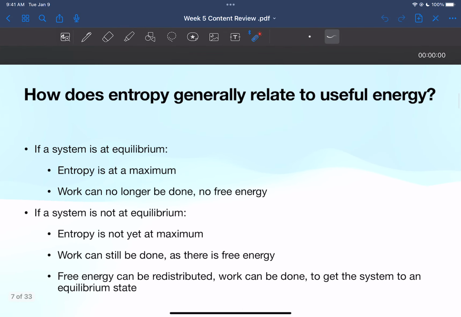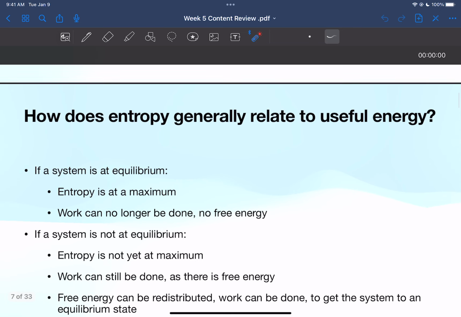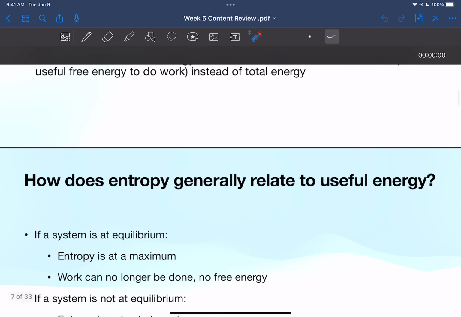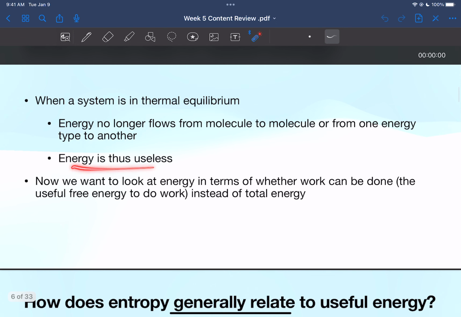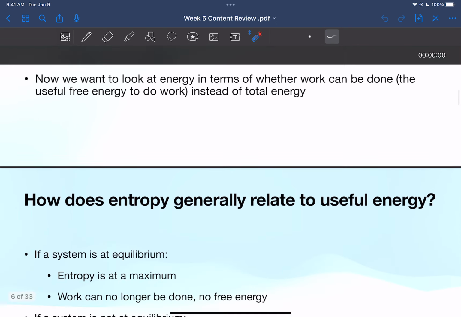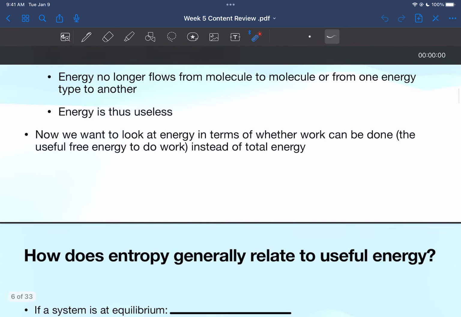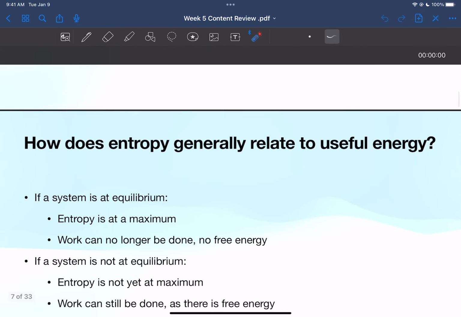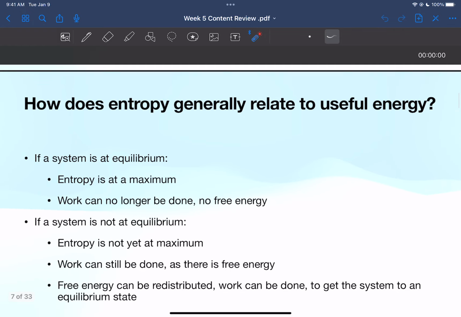Well, we were talking about entropy, and we're talking about free energy. How does entropy relate to this concept of useful energy? What does that useful energy mean again? We said that it's that useless type of energy, or my bad, useful energy is the opposite, sorry. So let's talk about how entropy relates to useful energy instead of that useless energy.